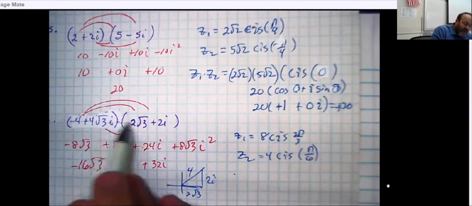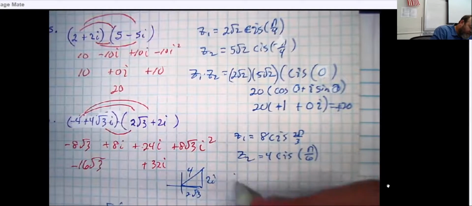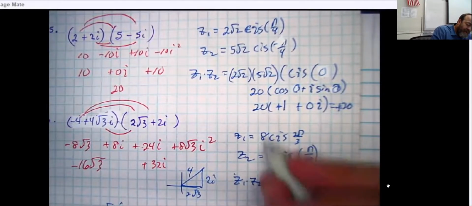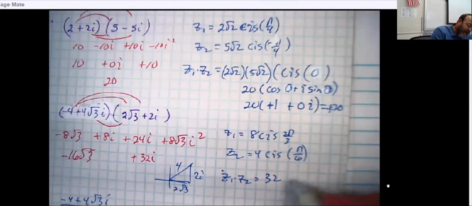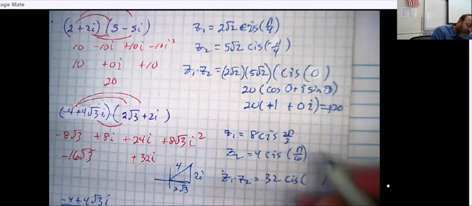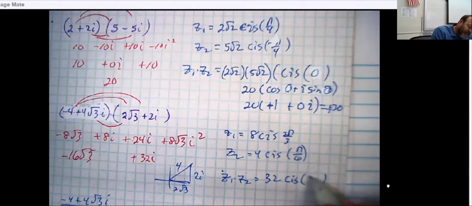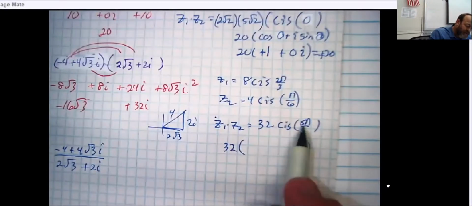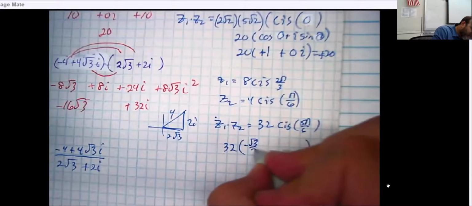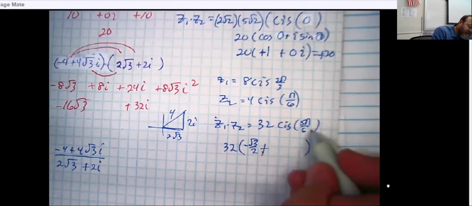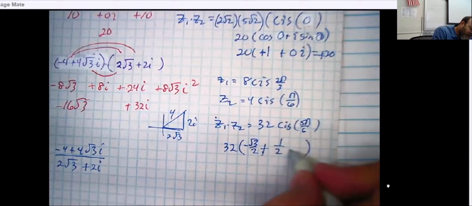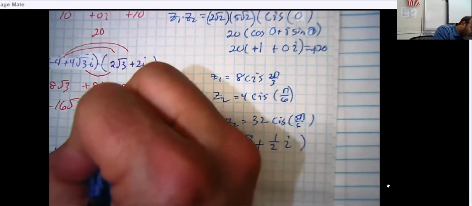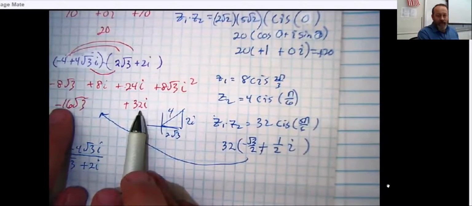So rather than multiplying them here, I could multiply them over here. And I multiply their moduli together, 32. I add their angles together. 4/6 plus 1/6 is 5/6. But then I can just pop it back out because I know that the cosine of 5 pi over 6 is minus root 3 over 2. And I know that the sine of 5 pi over 6 is 1/2. And lo and behold, you get this answer that we have right here.